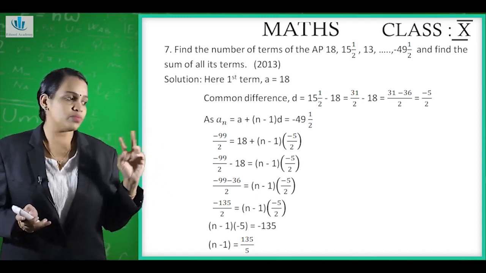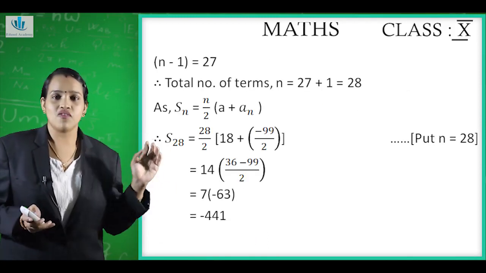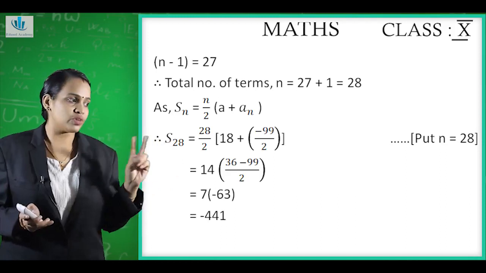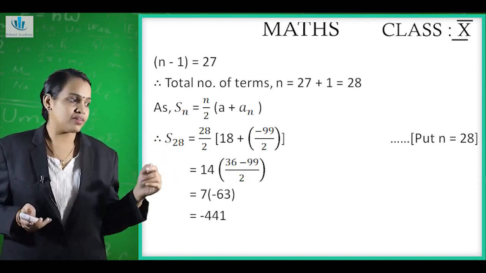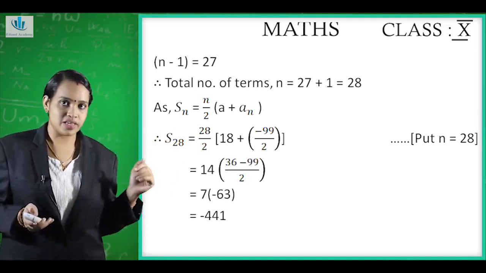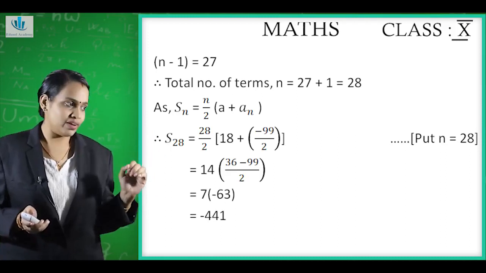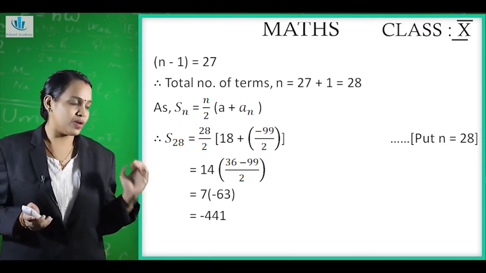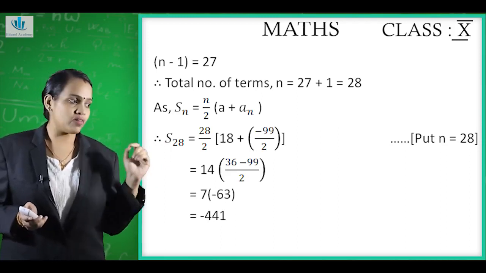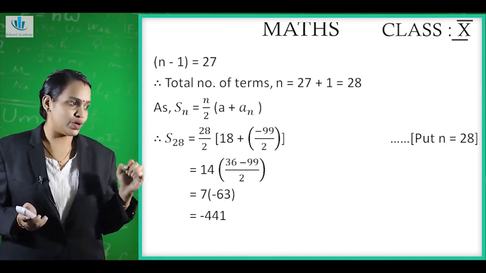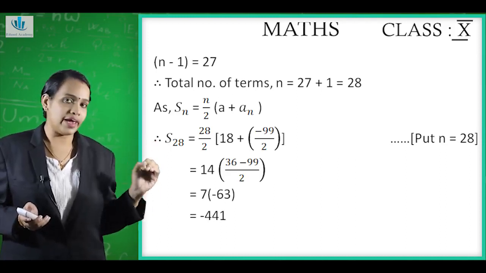Therefore, (n minus 1) into −5 is equal to −135. How? The 2 on both sides goes off. n minus 1 is equal to 135/5, the two negative signs go off. So, n minus 1 is equal to 27. Therefore, the total number of terms n is equal to 27 plus 1, which is equal to 28.